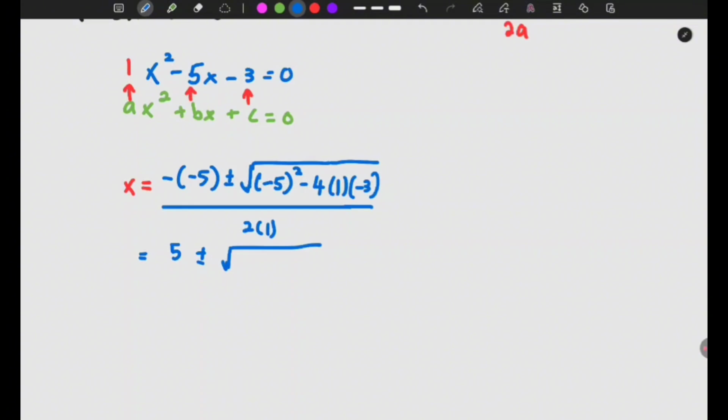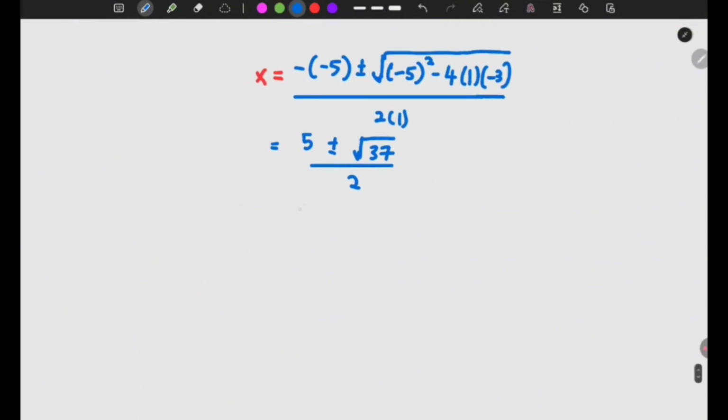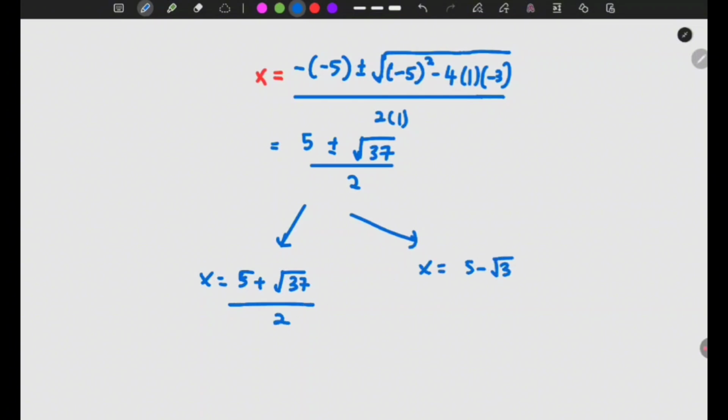X is equals to 5 plus square root 37 over 2. Another one more, x is 5 minus square root 37 over 2. And then press your calculator, get the final answer. 5 plus square root 37 divided by 2, you get 5.541314. And another one more, 5 minus square root 37 divided by 2 is negative 0.54134.